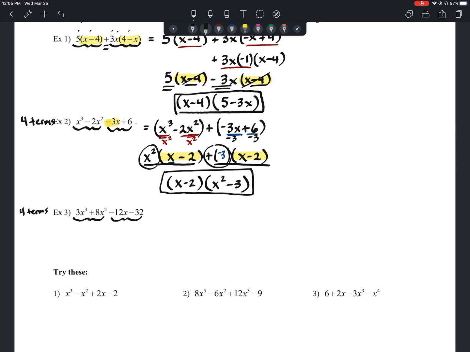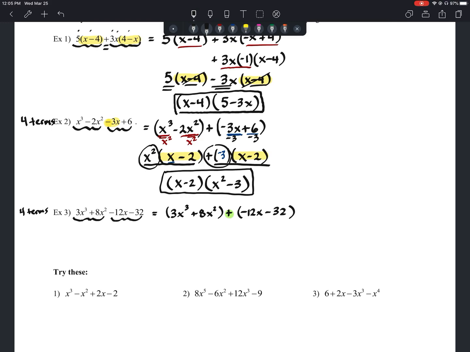So as we do that, we say the quantity of 3x to the third plus 8x squared, plus the quantity of negative 12x minus 32. I always put this plus in here. I don't try to do it with the negative. I don't try to cut too many corners there, just to make sure that I don't accidentally make a mistake and factor out something I don't need to in terms of negatives.